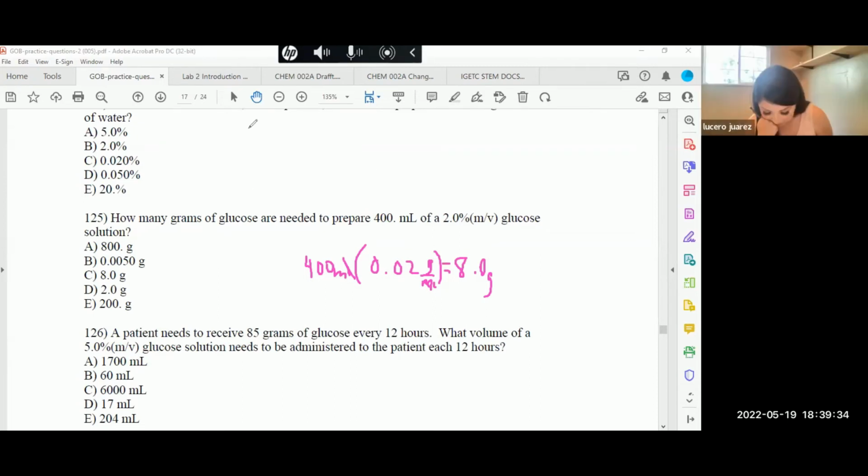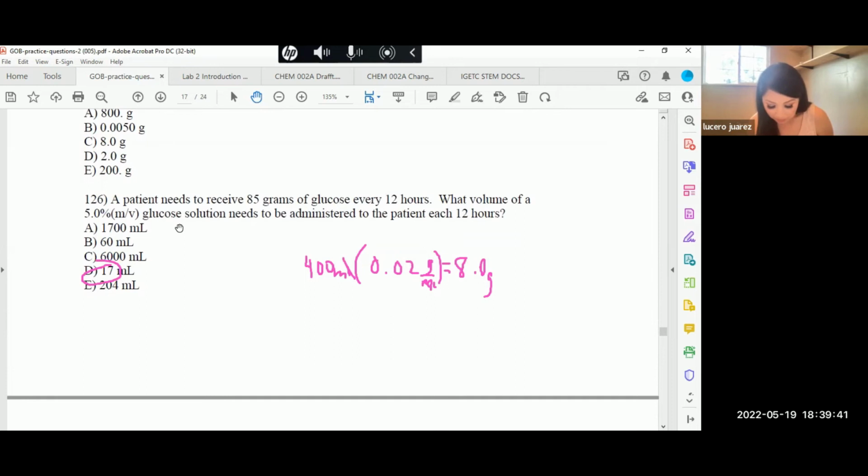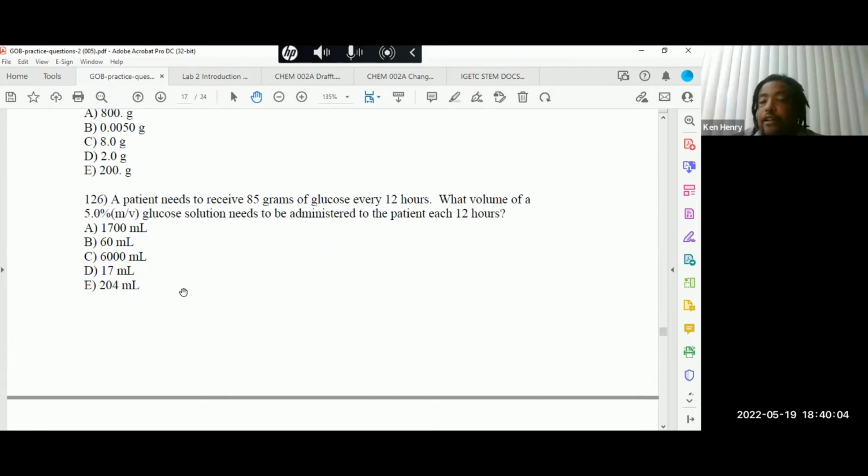The patient needs to receive 85 grams of glucose every 12 hours. What volume of a 5.0% glucose solution needs to be administered to the patient each 12 hours? I tried to do that one, but I didn't get it. So now that you know what you know, how would you set it up?